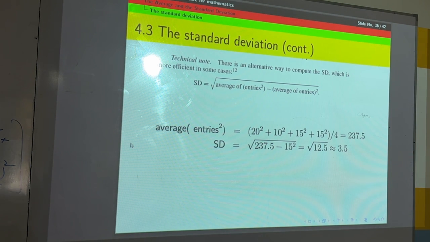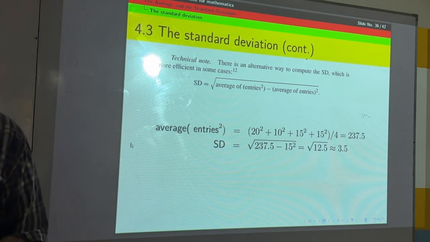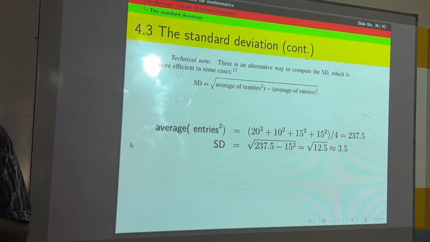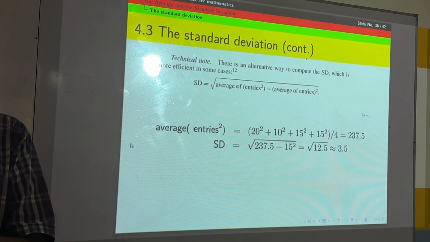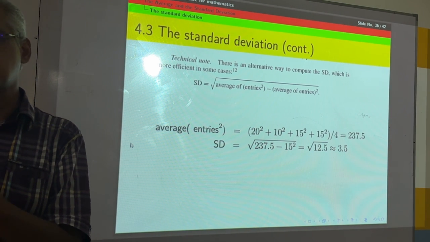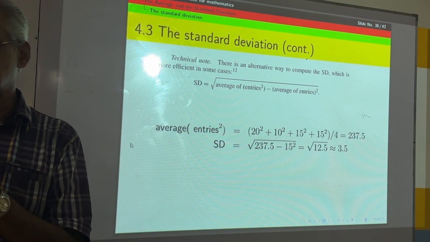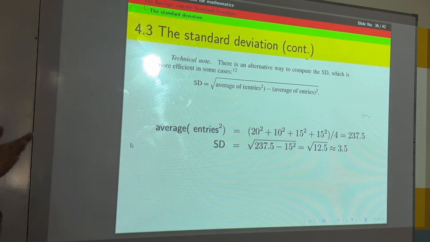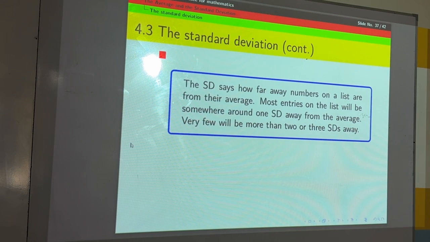So how do we use it? For example, when you are interpreting the dispersion, if the standard deviation is equal to this value, does it mean that all the data are within this distance? No, that's not what it means. This gives you roughly, not exactly, the idea about the average distance from the observations to the mean. That's all SD is.